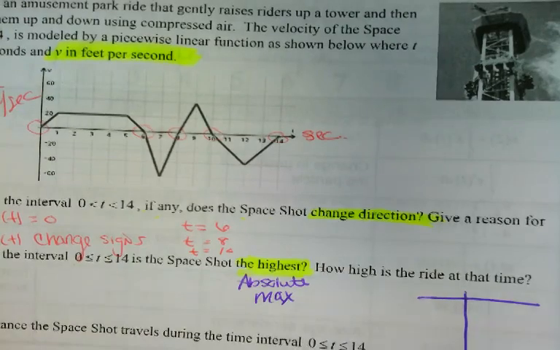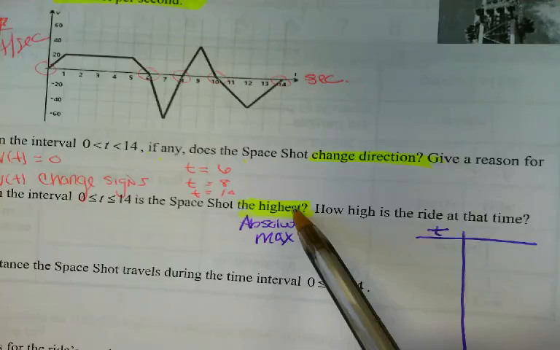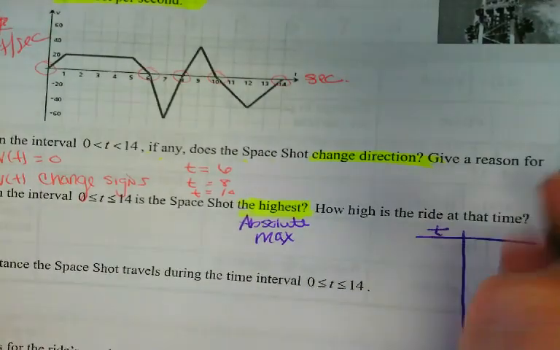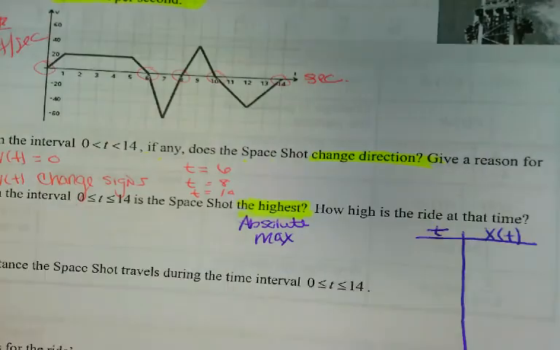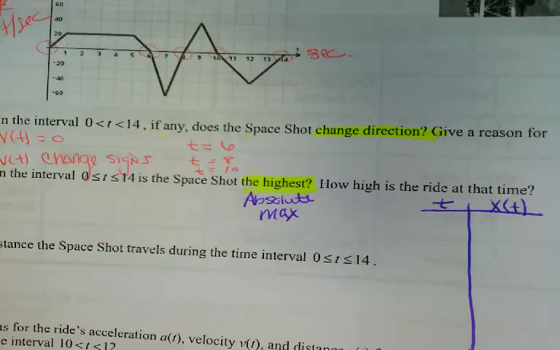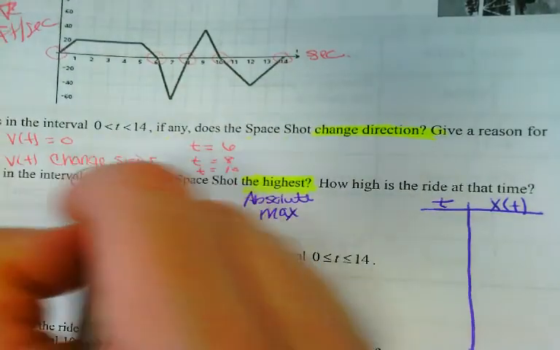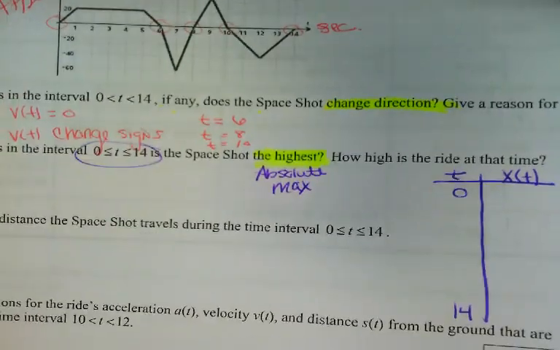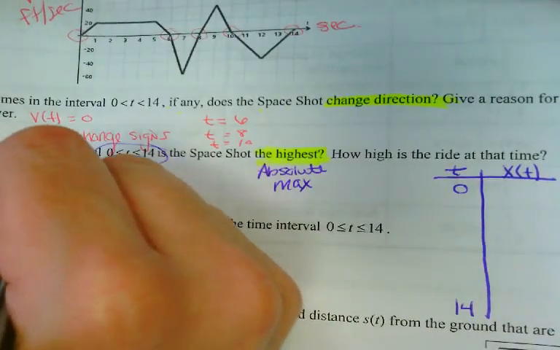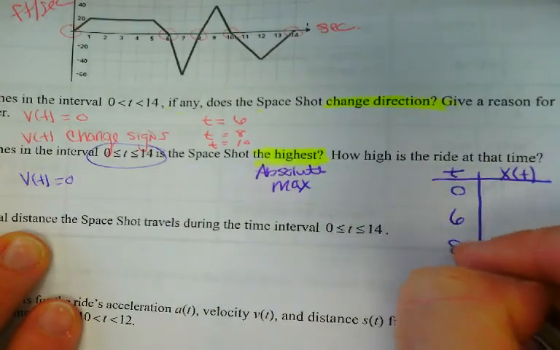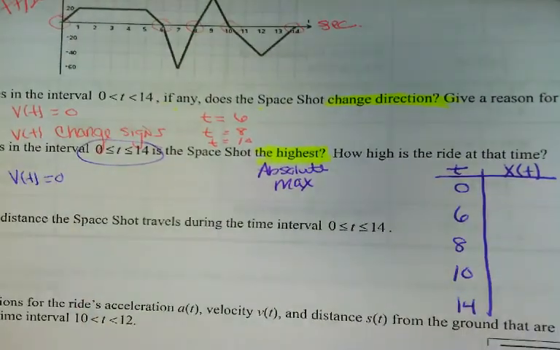Okay, so what are we finding? Obviously the time. And if I want to know its height, its highest value, do I want its position or its velocity? Position. So these have to go back into position. Okay, so you have to include endpoints and critical points. Just looking at the interval, it says 0 to 14. The endpoints are 0 and 14. And the critical points are every time the velocity equals 0. So I have to include 6, 8, 10, and I already have the 0 and 14.